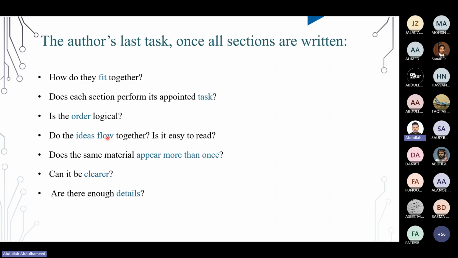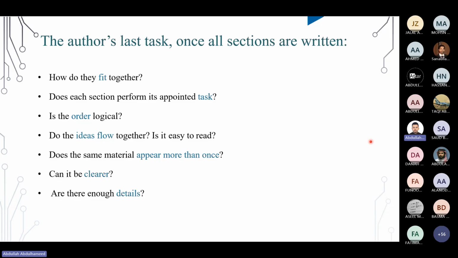Do the ideas flow together? Is it easy to read? Maybe you need to print your paper. You print it out and then you read it from paper, not from the computer, from PDF. You need to print it out and then read it one last time. You need to make sure of the flow of the ideas, so there is no jump from one idea to another. Also, the coherence of your paper should be strong.